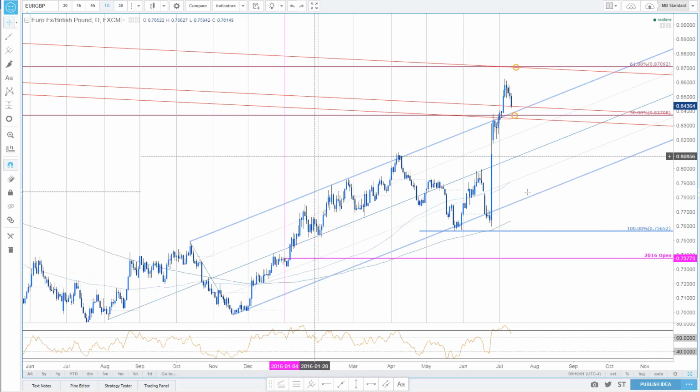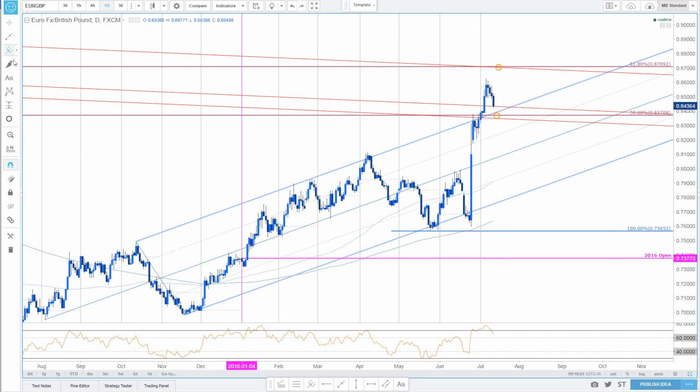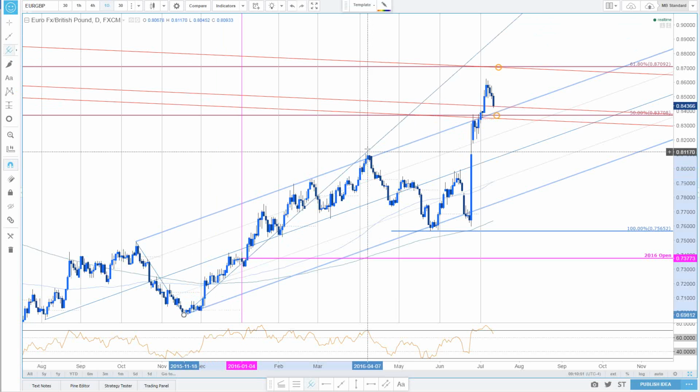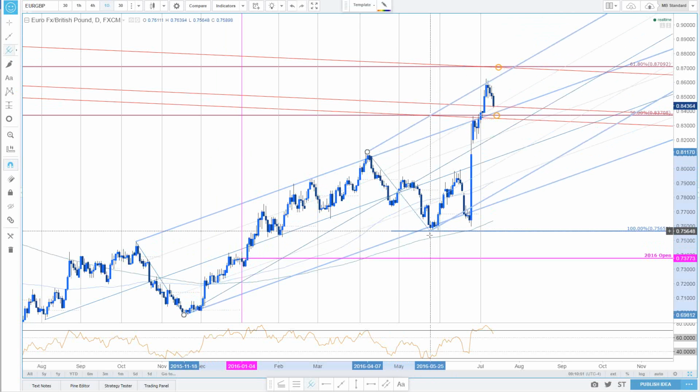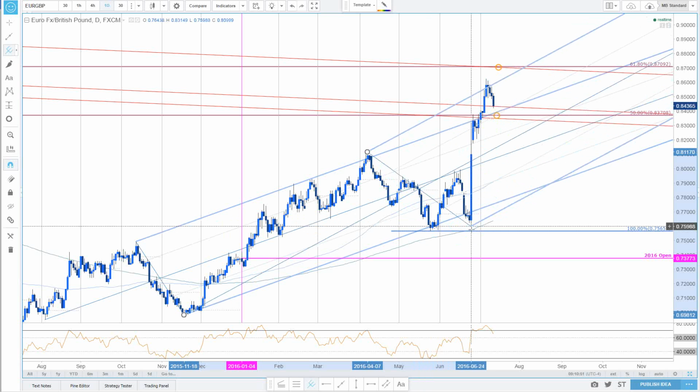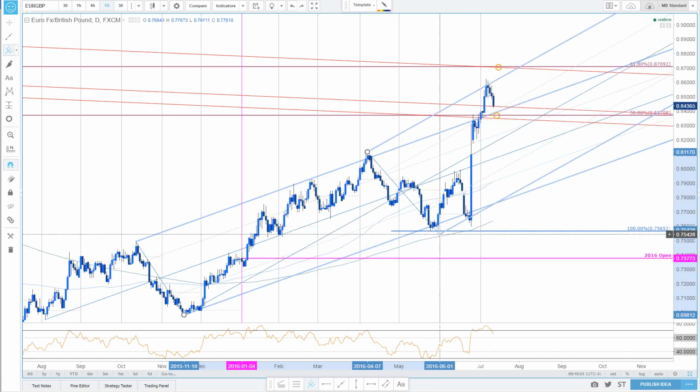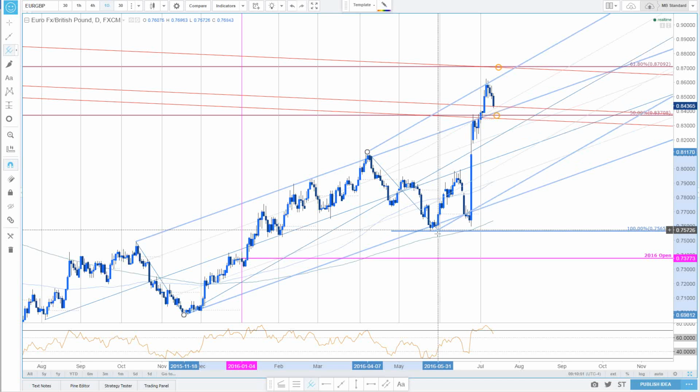Very interesting price action. Bear with me just one sec, guys. This is going to look ugly. I just want to see what it looks like. Okay, nothing I'm going to stress right now.